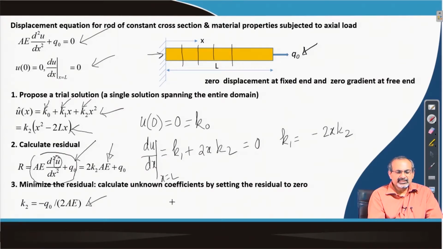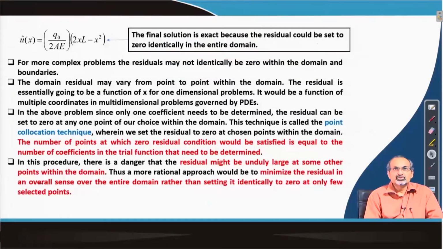Mind it that here you are able to satisfy the condition of residual going to 0 in the entire domain. The final solution which you find is actually the exact solution to the differential equation. This was because you could set the residual exactly to 0 all over in the domain, and therefore, there was no error committed in obtaining the solution to the problem.